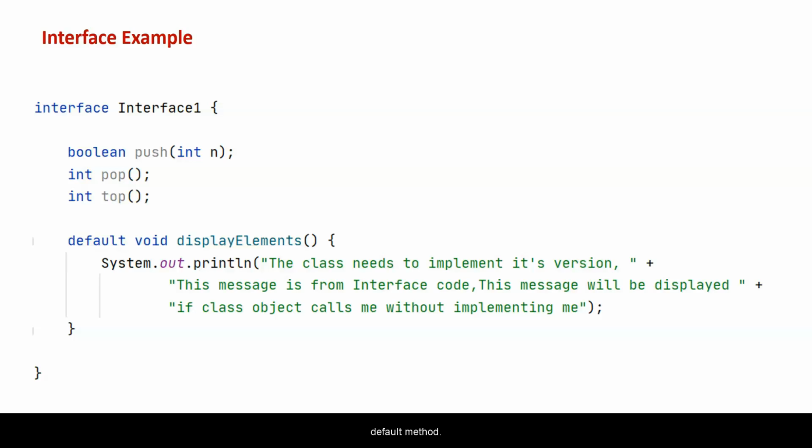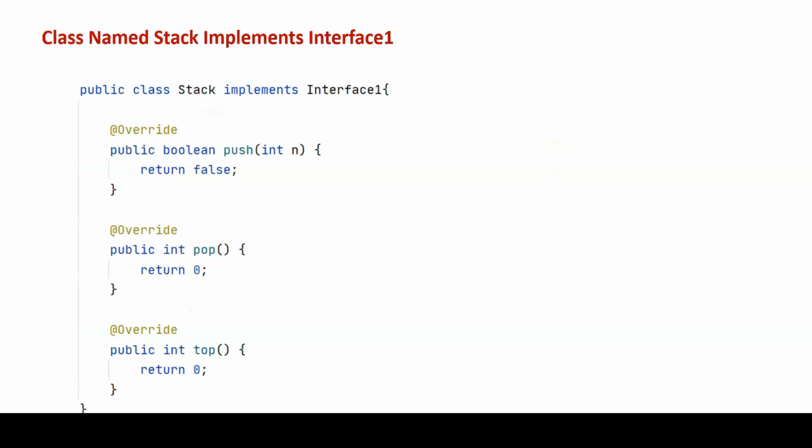One of them is default method. If a method is declared as default, then interface will not enforce implementing classes to include default methods. Here, method display elements is declared as default. Now let's see how a class implements this interface. The interface enforces the class to implement all the non-default methods. Each class is free to provide its own implementation for these methods.